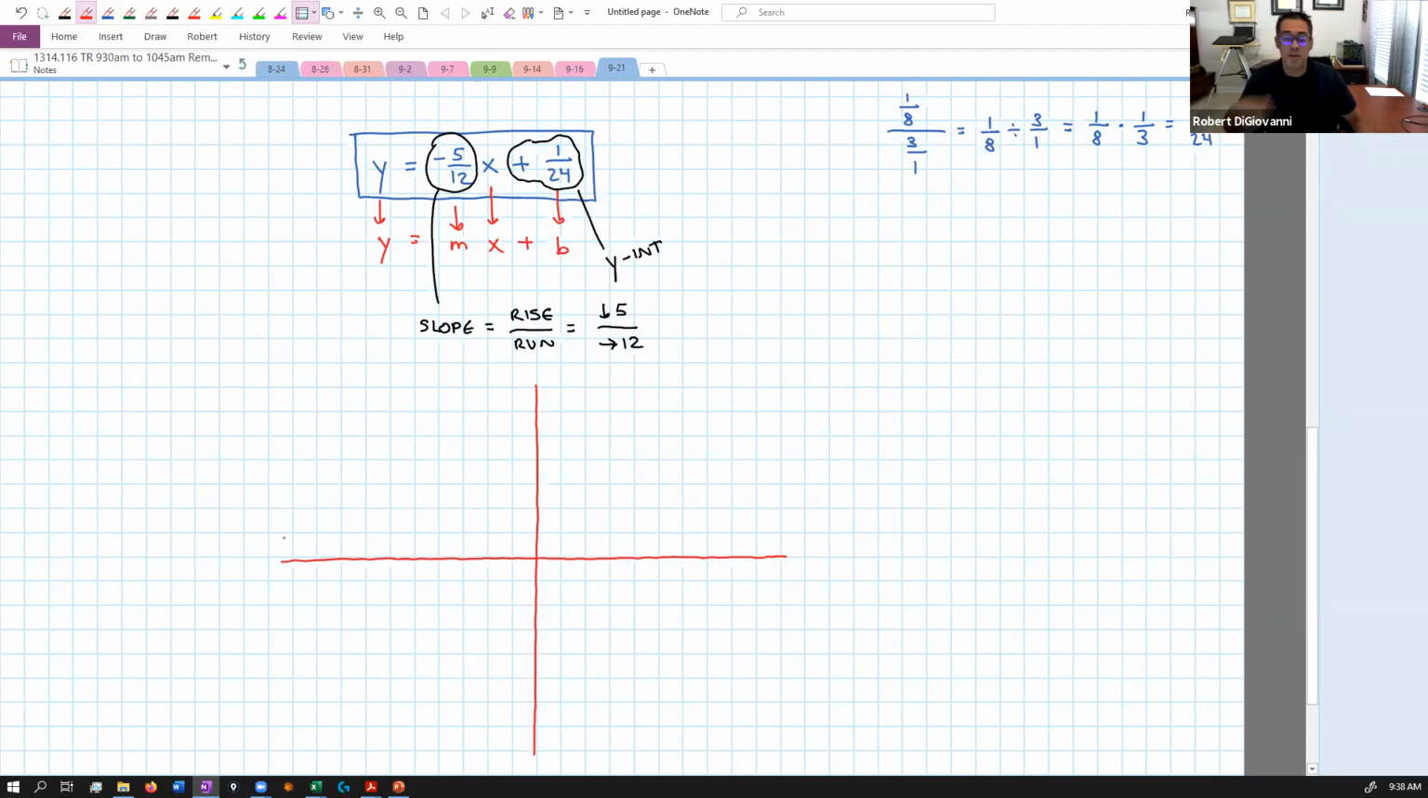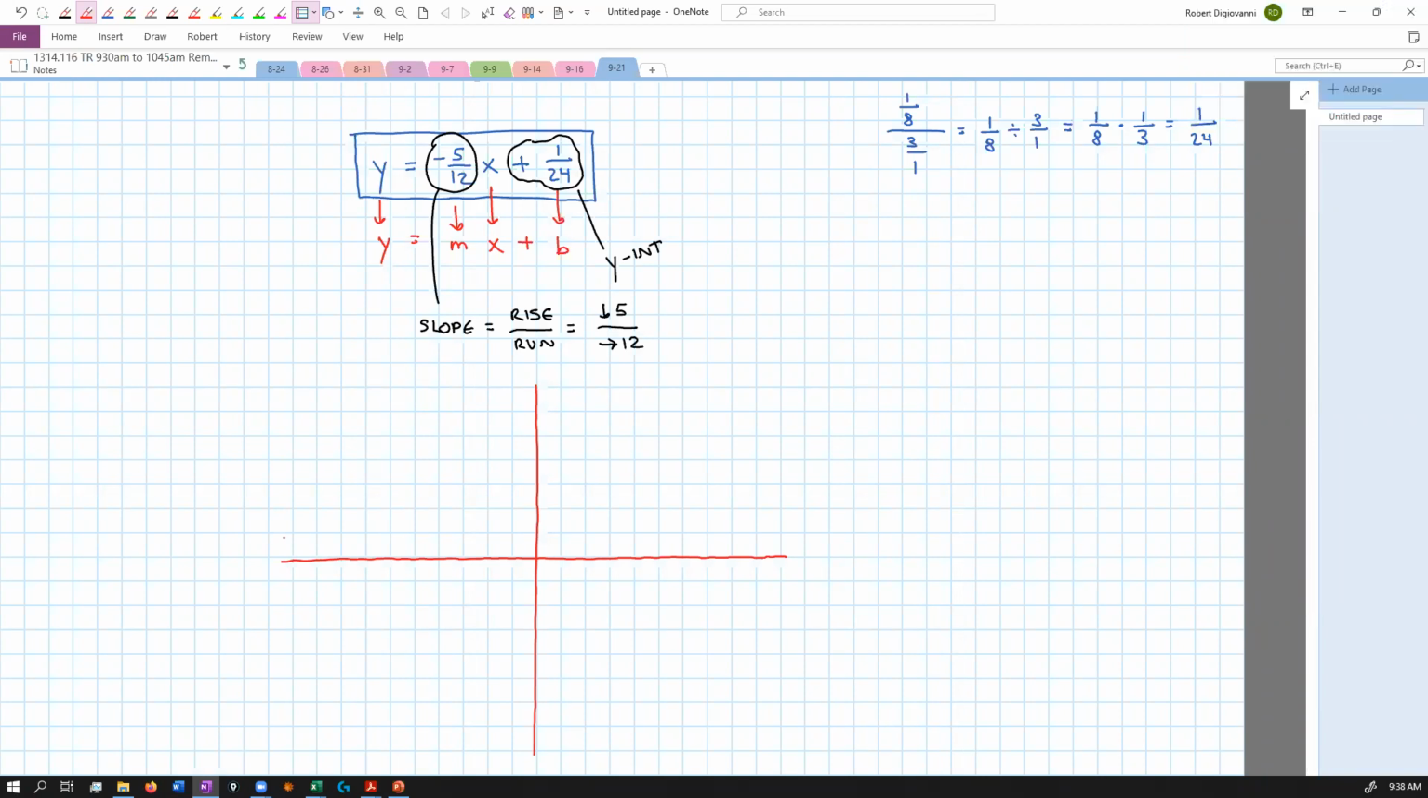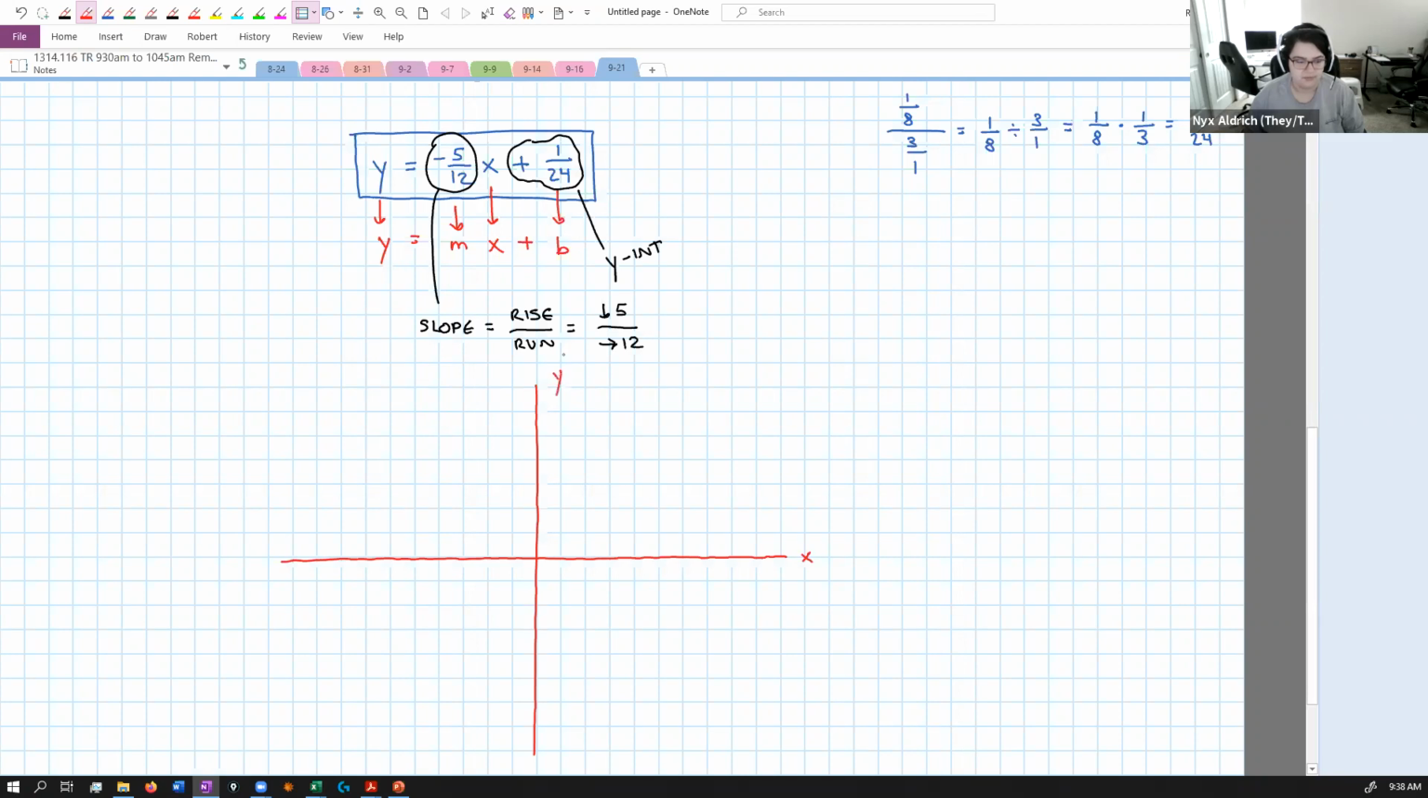Where do I start when I go to graph this? What's the first thing I put? You number the y and x axes and plot the y-intercept. Okay, good. So if we have this line in the form y equals mx plus b, we will always start with this y-intercept. And we need to put that on the y-axis. So I need to go to 1/24.